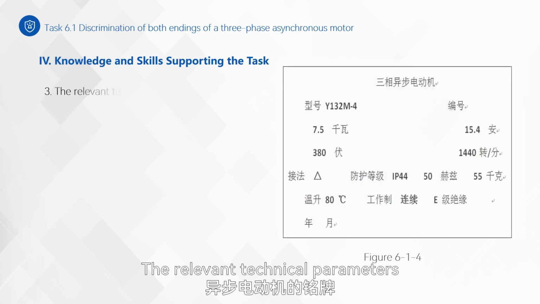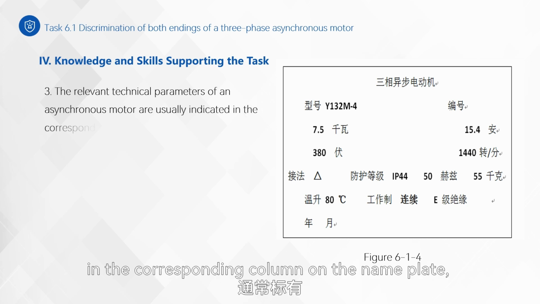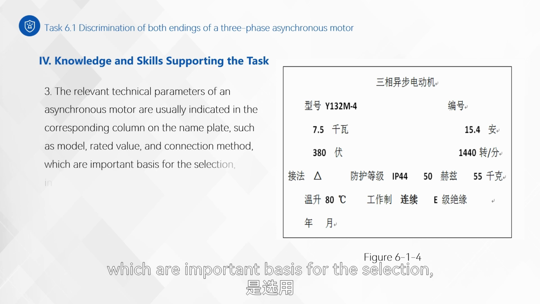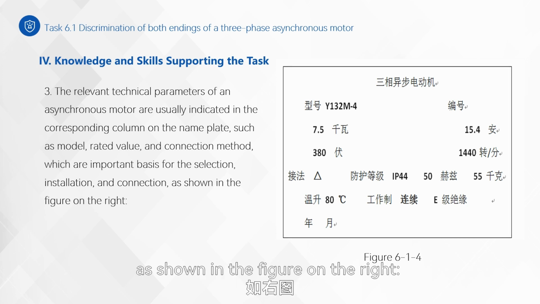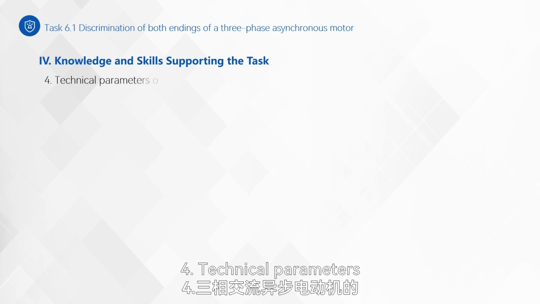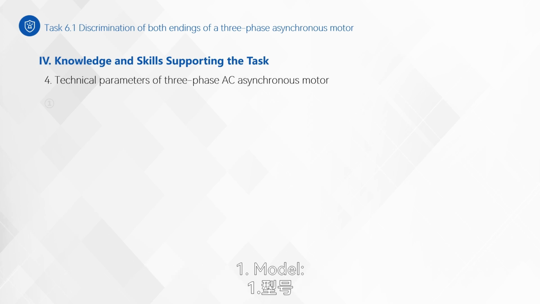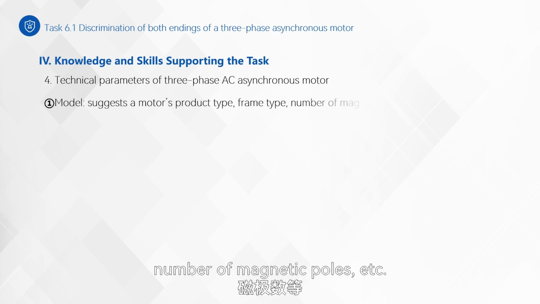The relevant technical parameters of an asynchronous motor are usually indicated in the corresponding column on the nameplate, such as model, rated value, and connection method, which are important bases for the selection, installation, and connection, as shown in the figure on the right. 4. Technical parameters of three-phase AC asynchronous motor. 1. Model suggests a motor's product type, frame type, number of magnetic poles, etc.